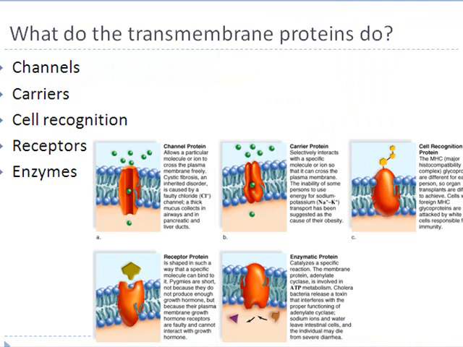Here are some examples of transmembrane proteins. The transmembrane proteins are a very important piece of the proteins that are present in the integral part of the membrane.